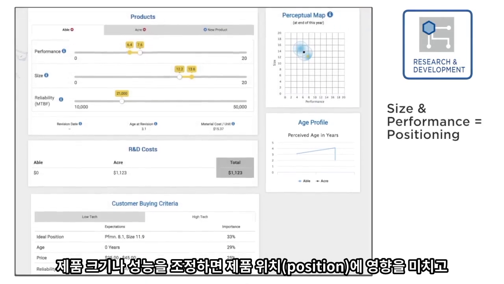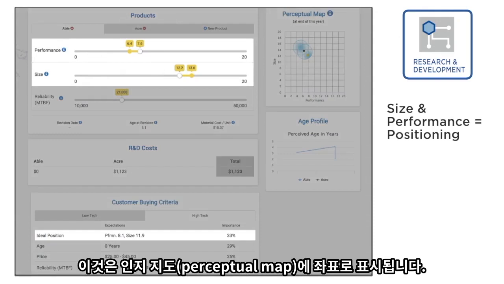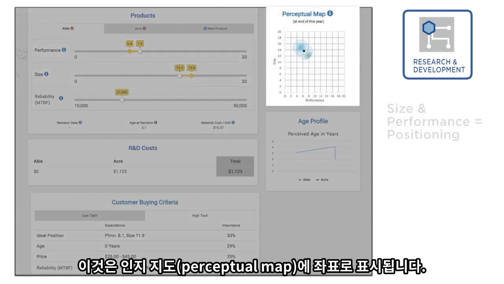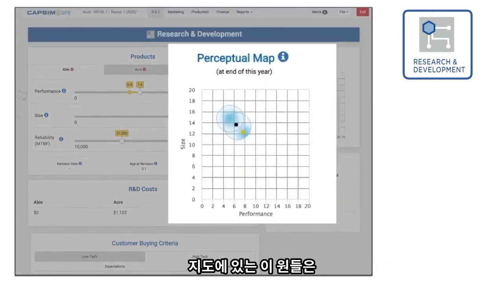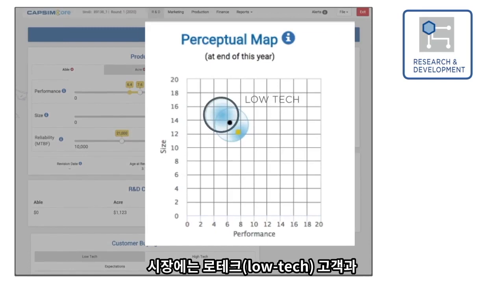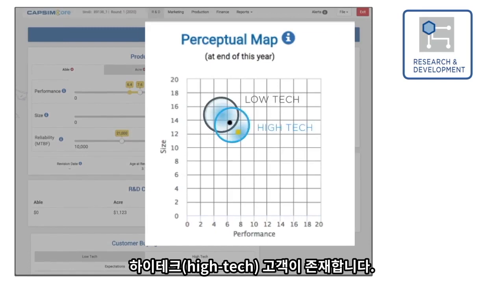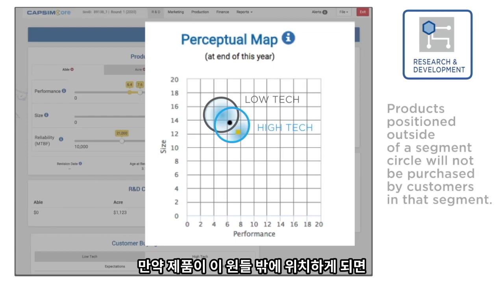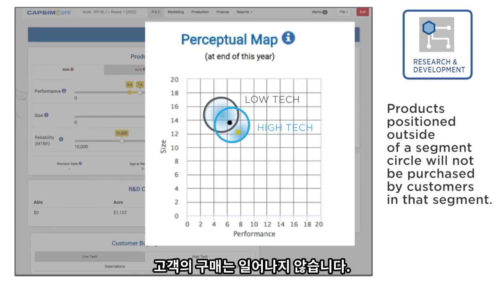This is because customers perceive an updated product as newer. Adjusting size and performance affects positioning and is displayed as coordinates on the perceptual map. These circles on the map represent positioning expectations for low-tech customers and high-tech customers. If your product lands outside of one of these circles, it will not be purchased by that segment of customers.